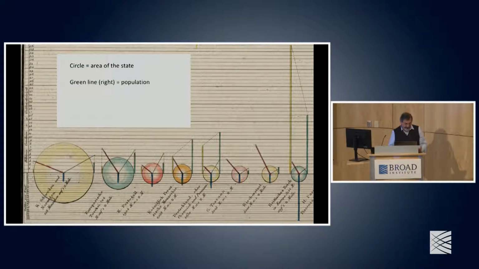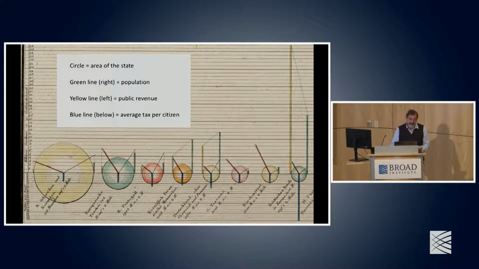The green tangents on the right are the people living in the state. We see that Sweden's territory is very large, but its population is small. The yellow tangent on the left is the public revenue of the state. We see that Britain's revenue kind of dwarfs all the other states. And that blue line descending is the average public revenue contributed by each citizen. And you can see that the Brits were paying very high taxes.